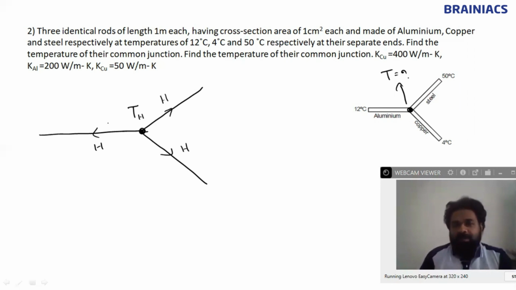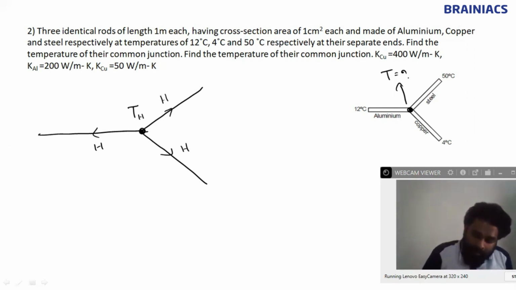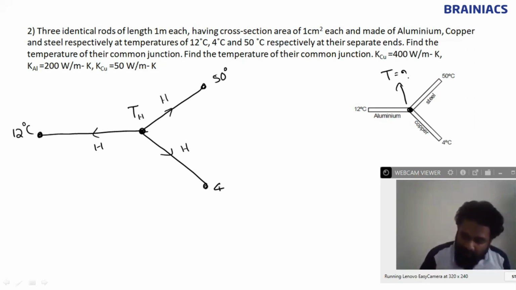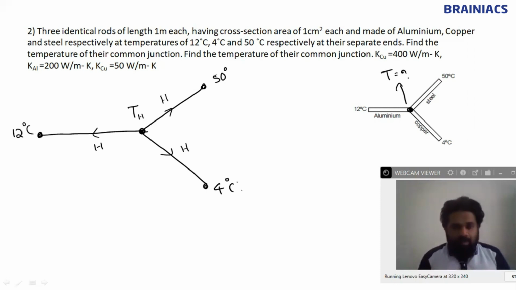So we can understand that that is in the opposite direction, entering side. This side it is 12 degrees Celsius. This side it is 50 degrees Celsius. This side it is 4 degrees Celsius. So the sum of heat currents will be equal to 0. The sum of entering and leaving current will be 0. Whatever heat current entering to this junction will leave.